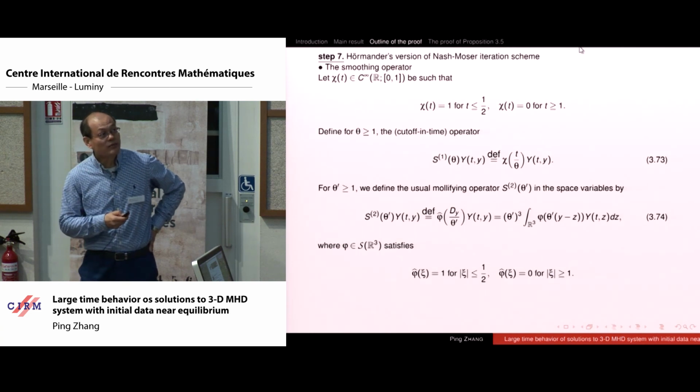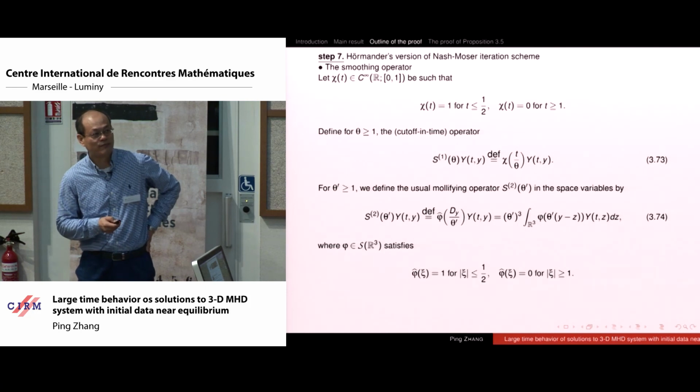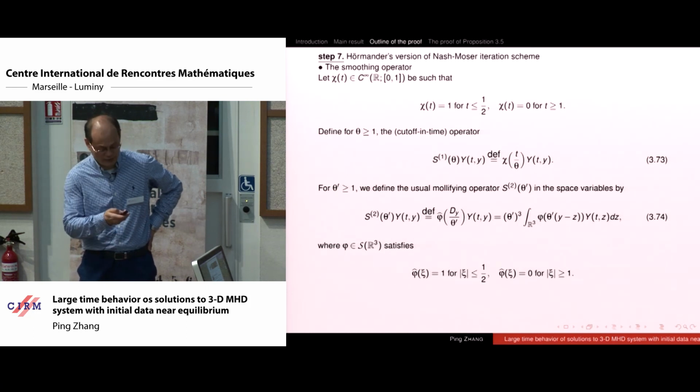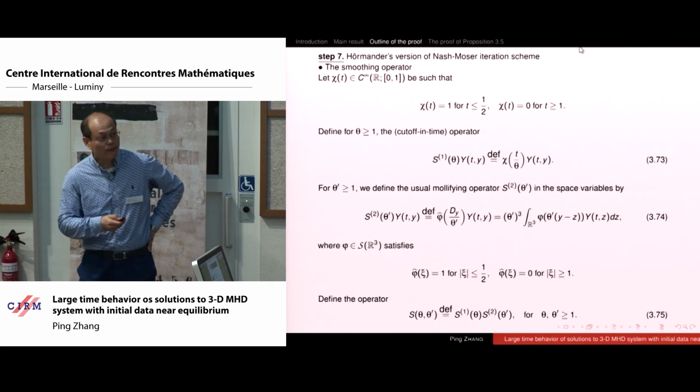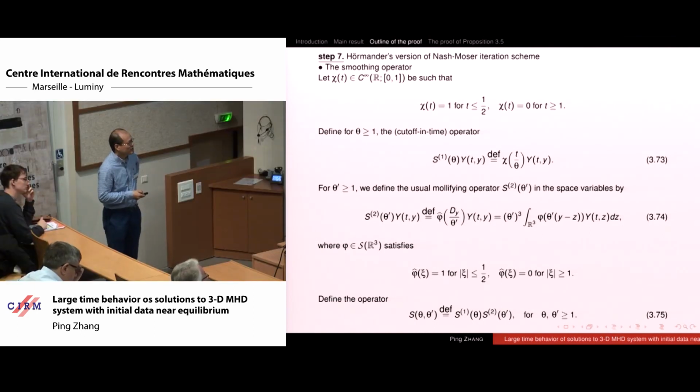For theta prime greater than or equal to 1, we also define S_2 of theta prime, which denotes the standard Friedrichs modifier. So eventually, we define this smoothing operator, a combined version of the cutoff operator with respect to time t and the modifying operator with respect to the space variable, in this way: S_theta equals S_1 of theta times S_2 of theta prime, for theta and theta prime greater than or equal to 1.